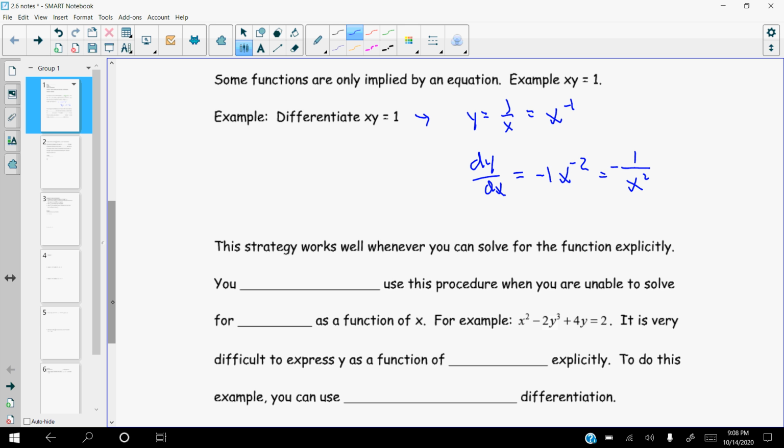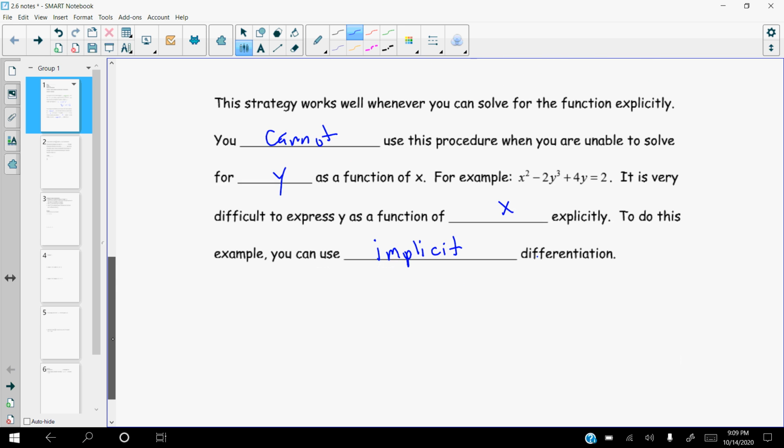Okay, that's not too bad, and that strategy works quite well if we can solve the function explicitly. So the problem is you cannot use that procedure when you're unable to solve for y as a function of x. An example of that would be x squared minus 2y cubed plus 4y equals 2. That expression would be very, very difficult to solve for y as a function of x explicitly. So what we can do is use this thing which is called implicit differentiation.